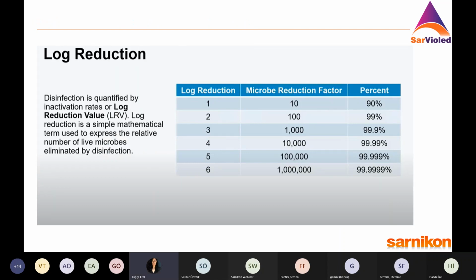Log reduction is specified as the inactivation rate of pathogens. This table contains the log reduction level and their percentage of inactivation. If you want to inactivate almost 100%, your log reduction must be level 6. But for this, you need more energy.